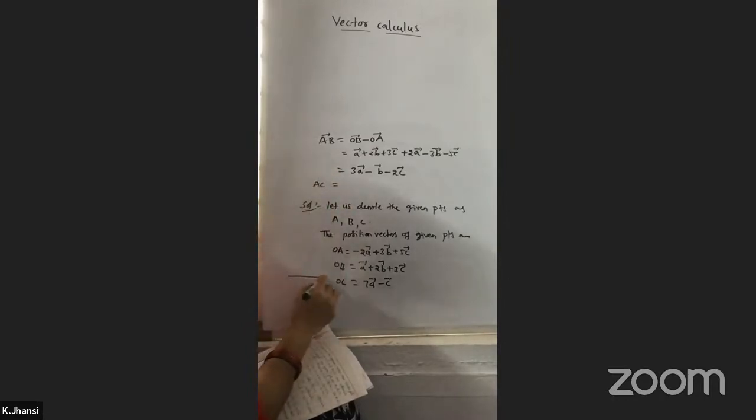Okay, so 3 points are there on the line A, B, and C. So they are collinear means they lie on the same line. If we are finding AB or BC or AC, anything we can find.